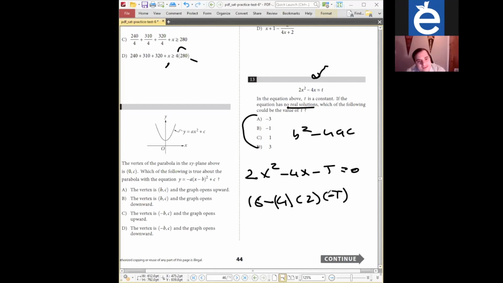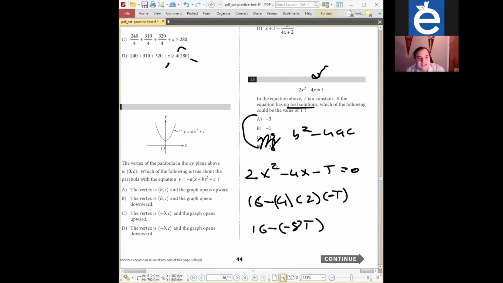If it's times negative t, let's just simplify. 16 minus negative 8t, right? Well, if t is a positive number, then it's minus a negative number, which means it's positive. So the number is in fact going up. So t has to be negative to flip it back around.